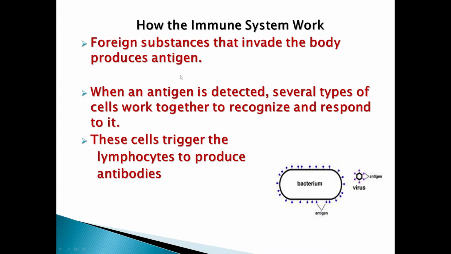So when an antigen is detected, it is your immune system that will detect this antigen. Several types of cells will now work together and trigger the human body to produce another chemical that actually starts with A, and it is known as antibodies. So your immune system produces antibodies to get rid of the antigen. So persons need to know the difference.